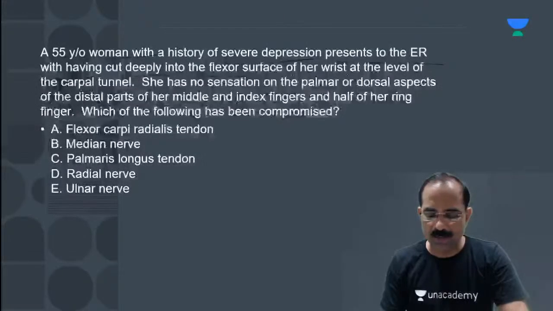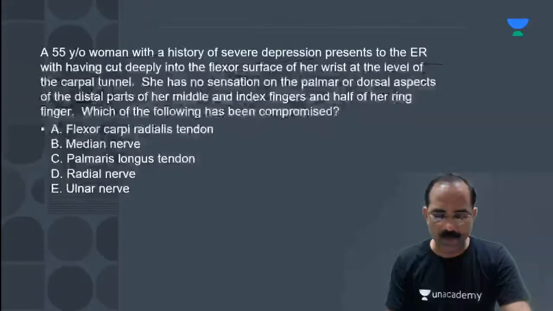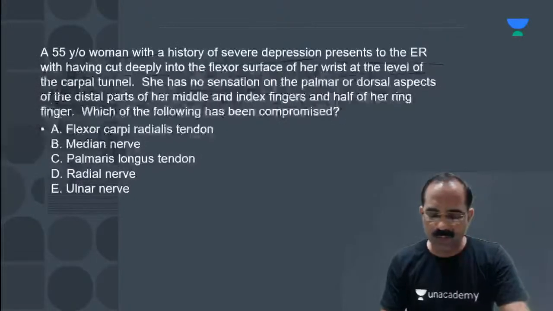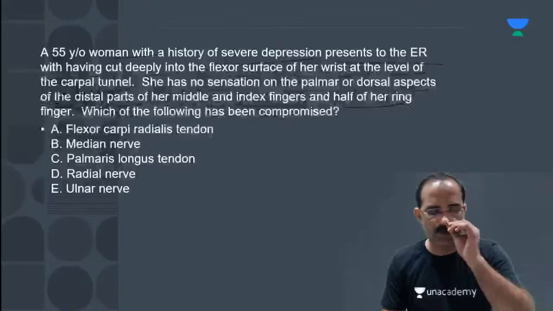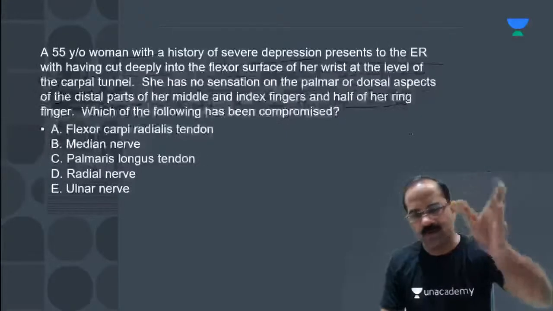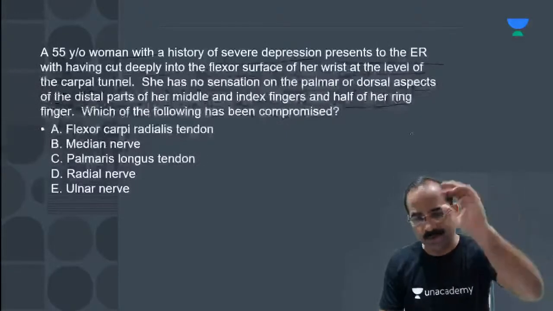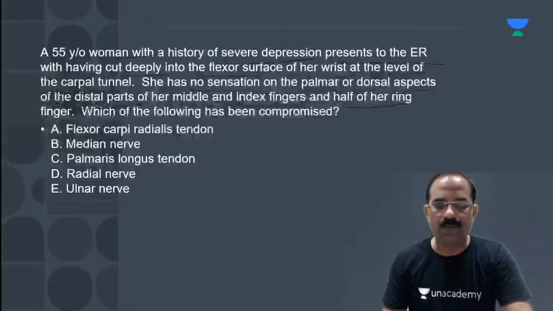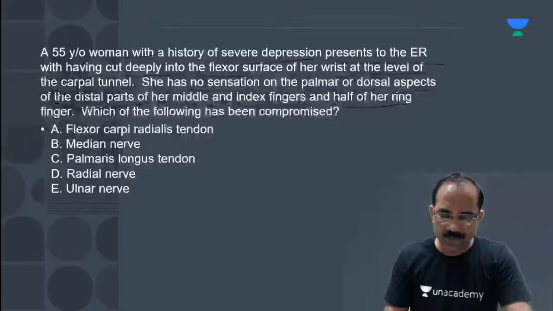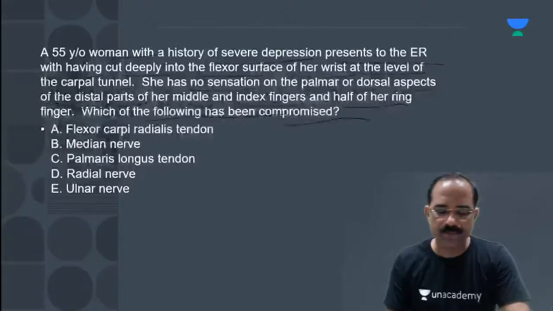the flexor retinaculum of her wrist at the level of the carpal tunnel. She has no sensations on the palmar or the dorsal aspect of the distal parts of the middle and the index finger and half of the ring finger. Look, distal, middle and half of ring finger. The moment this comes, you have to know there's something to do with the median nerve. It will be something to do with the median nerve. 3.5 fingers, that's median nerve. Which of the following has been compromised?